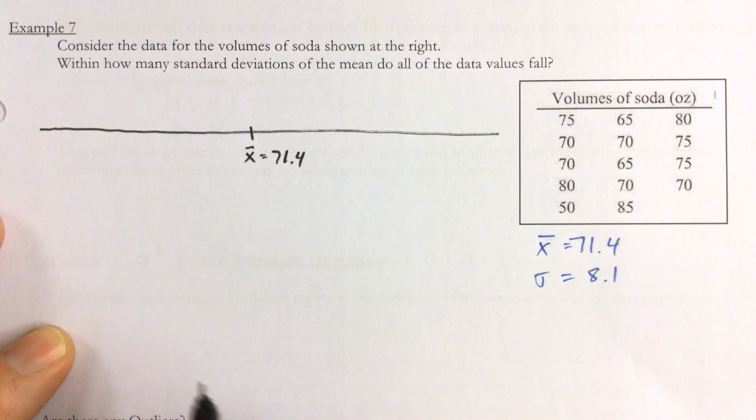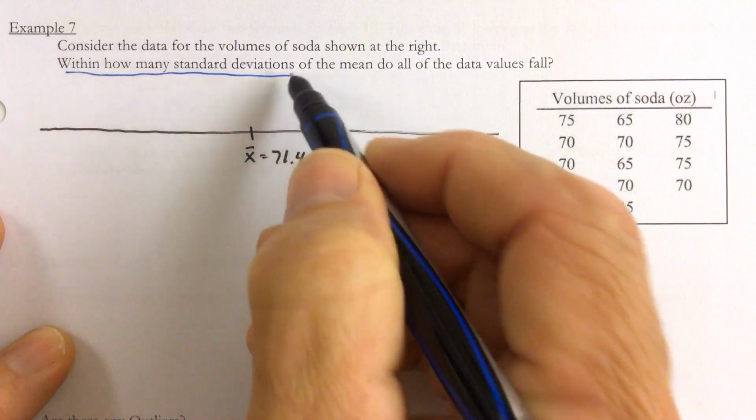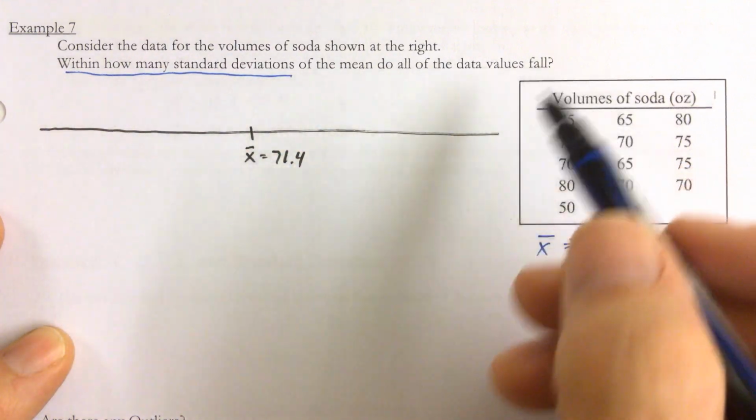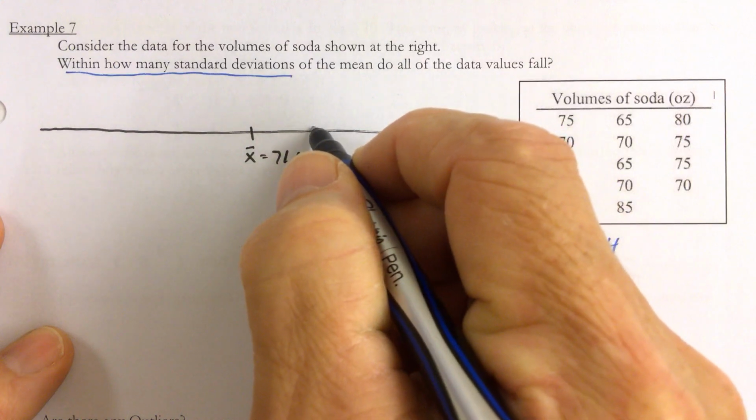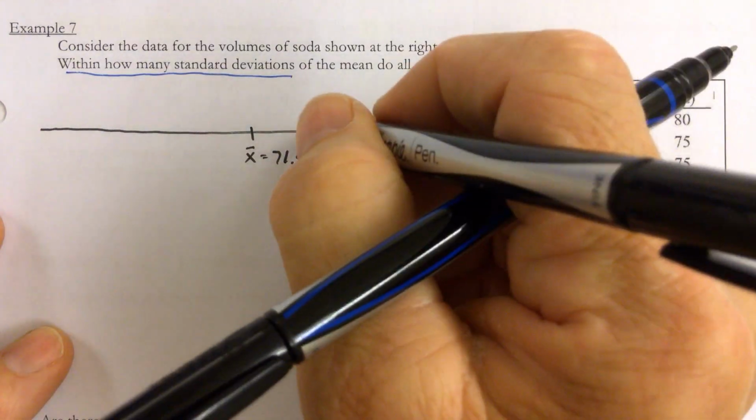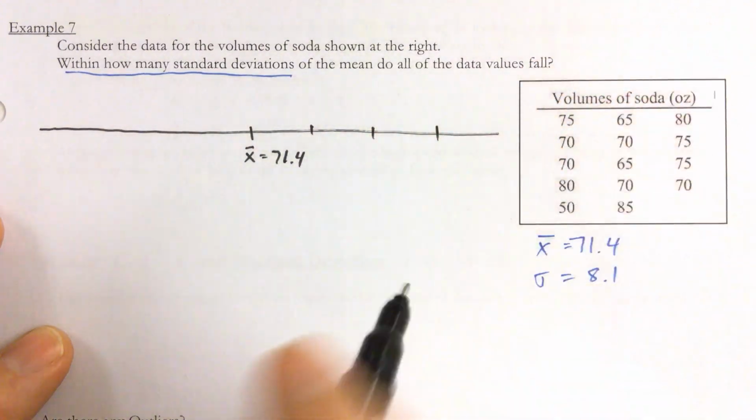And then we're going to just add and subtract standard deviations. And so the question is, within how many standard deviations of the mean do all of the data values fall? So we just add 8.1. We continue to add 8.1 to both add and subtract, 3 times, and let's see how that goes.